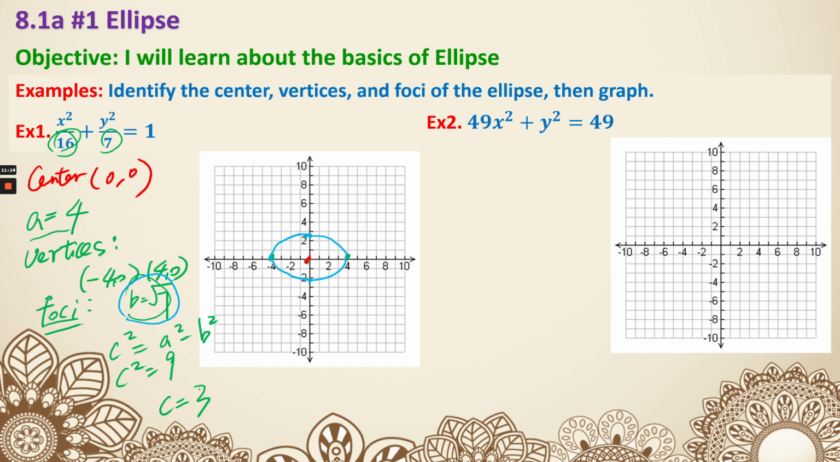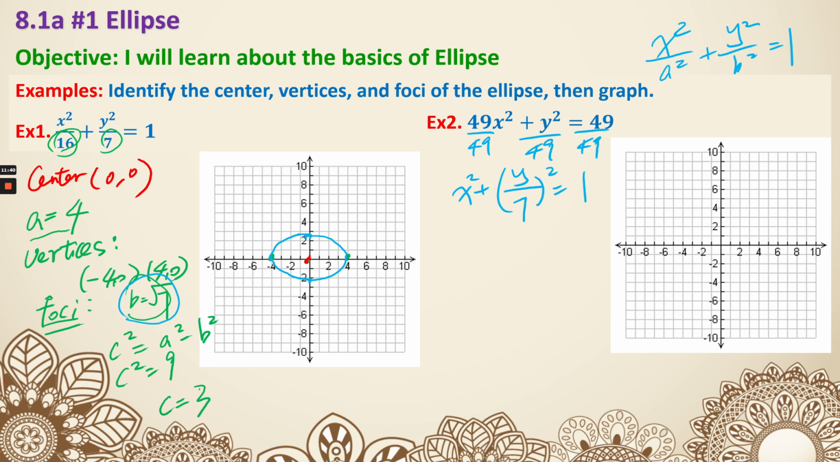Now, moving on, example 2. For this one, it's actually not even in that format that we want. And the format is x squared over a squared plus y squared over b squared equals 1. So we want the right side to be a 1. That is why we are going to divide everything by 49. So we have x squared plus y over 7 squared equals 49 over 49, which is a 1. Oh, why did I write it that way? Should have been y squared over 49. There we go. Now you can see, basically that is x squared over 1.